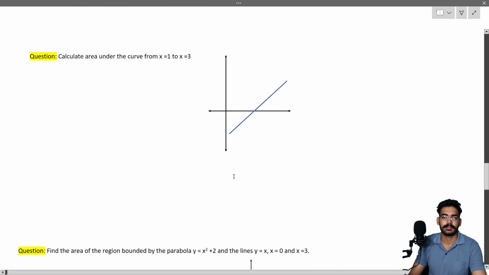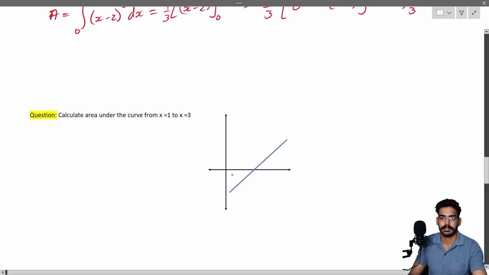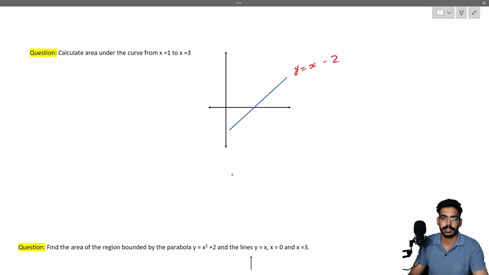Calculate the area under the curve from x equal to 1 to x equal to 3. Let me complete the question. This line is given. Let me complete the question for you. This is y equal to x minus 2, from x equal to 1 to x equal to 3.